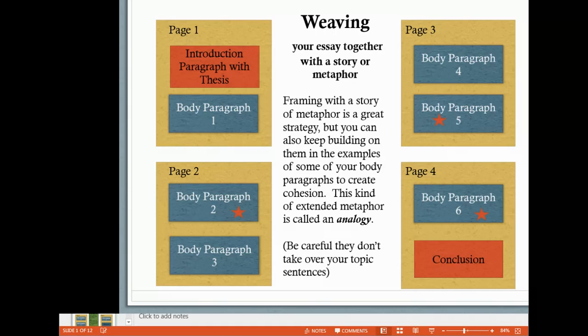So this kind of extended metaphor is called an analogy, and it makes you look so super slick. It makes you look so smart. And it adds this feeling of tremendous thoughtfulness to your paper to see these ideas come up repeatedly in your paper. You just want to make sure that they don't take over your topic sentences, right? So, analogy, personal examples, right? These should be used to support your idea. You can use them as part of your evidence, but don't let them take over your whole paragraph.